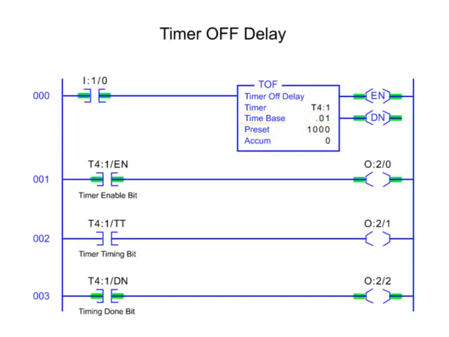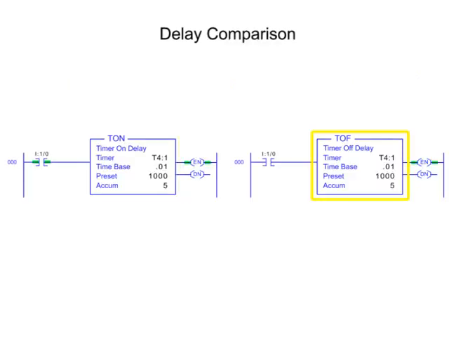The timer off delay sets the enable and done bits when input conditions are true. When the input conditions change to false in the timer off delay instruction, the timer timing bit goes true. As the accumulated value reaches the preset value, the done and timer timing bits turn off. Timer on and off delays reset when the run conditions change true or false depending on the timer type.